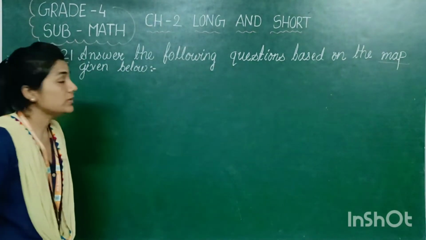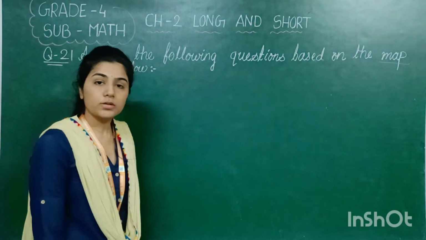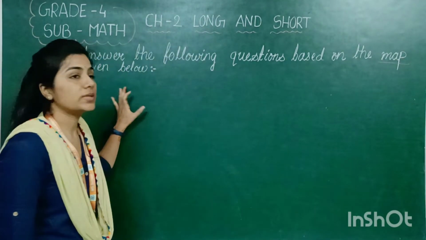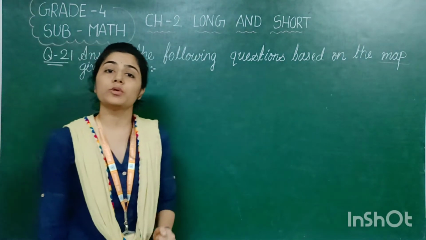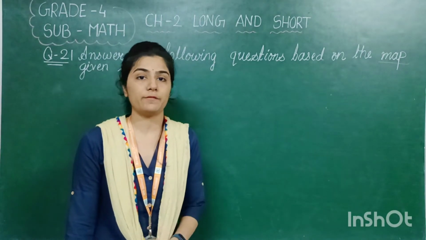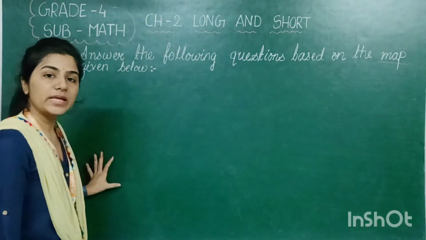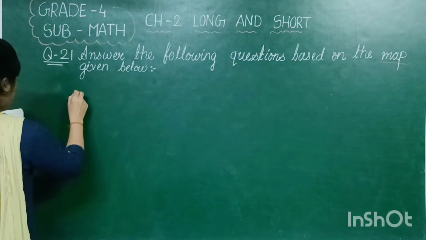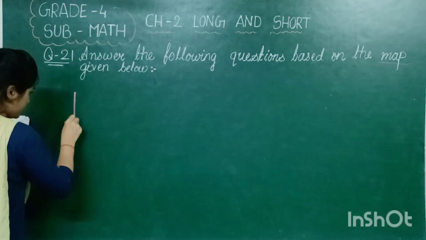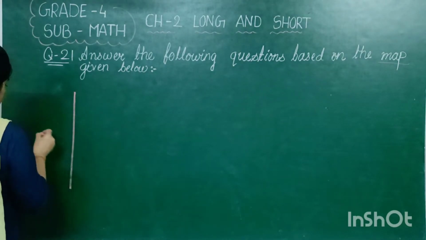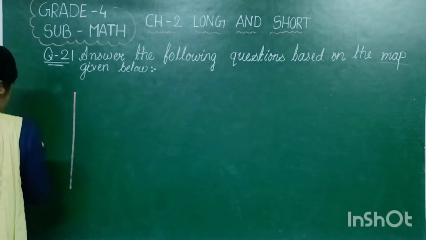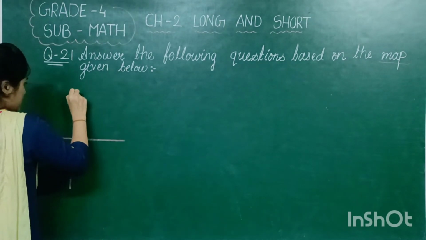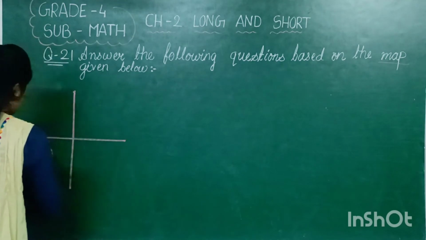Map given below. In your workbook, this kind of map is given in question number 21. I am drawing that map, and whichever questions are given, we have to solve by reading this map, by observing this map. So I am drawing that map first of all. It is given like this, and a few points are given.